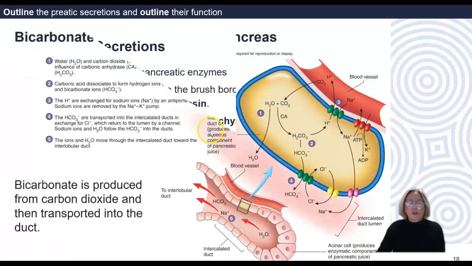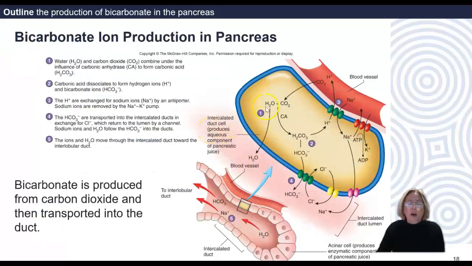Now this slide is just describing bicarbonate anion production in the pancreas. You don't need to memorize all of this, but it will look quite familiar to you in terms of water combining with carbon dioxide and carbonic acid and all of that. But we do have the elements of the blood vessels. We also have these intercalated duct cells that are producing the aqueous component of the pancreatic juice. And then you can see here that the bicarbonate anion is transported into the duct, and it's going off then to the interlobular duct. So it's produced from carbon dioxide and then transported.